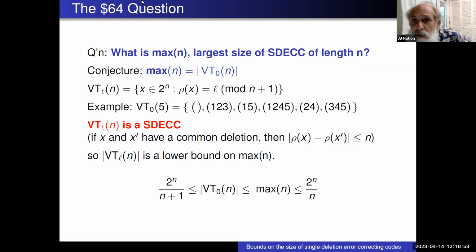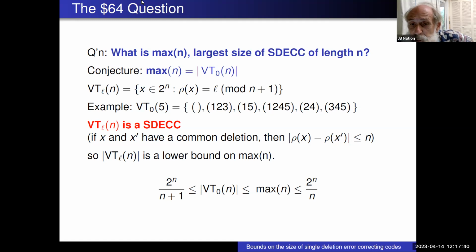In the example above, all the deletions of these things change the value of rho by at most 5. So if you go 6 away, you've got a different word, or it doesn't have the same deletion. Okay, so that gives a lower bound on the size, because if these are deletion error correcting codes, then that's a lower bound on the largest size. In other words, max n plus of n is bigger than VT0.